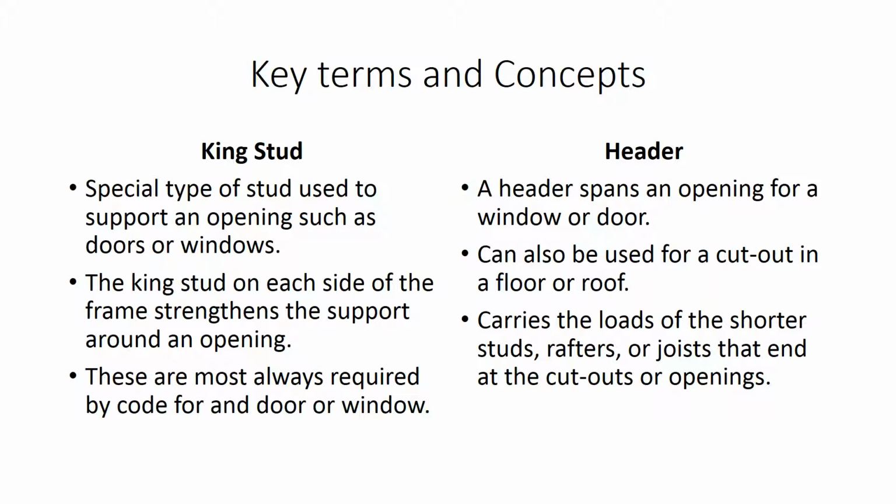A king stud is a special type of stud used to support an opening, such as doors or windows. The king stud on each side of the frame strengthens the support around an opening. These are almost always required by code for a door or window.